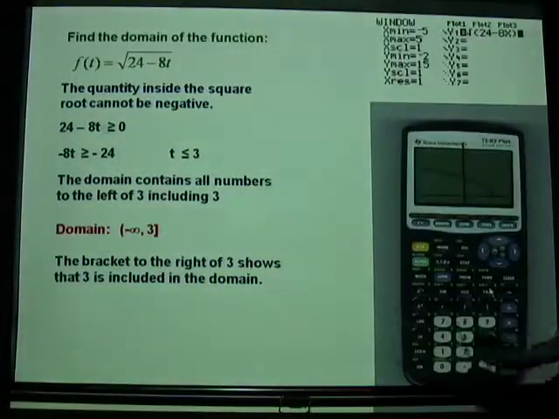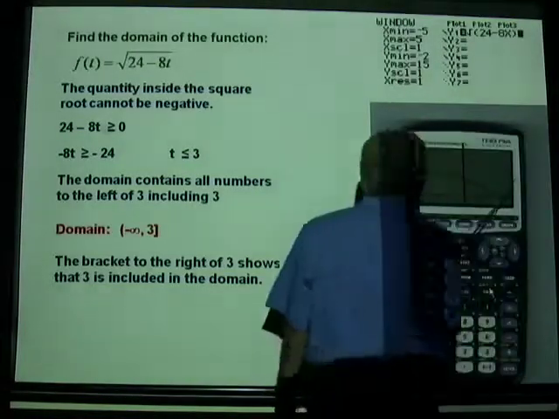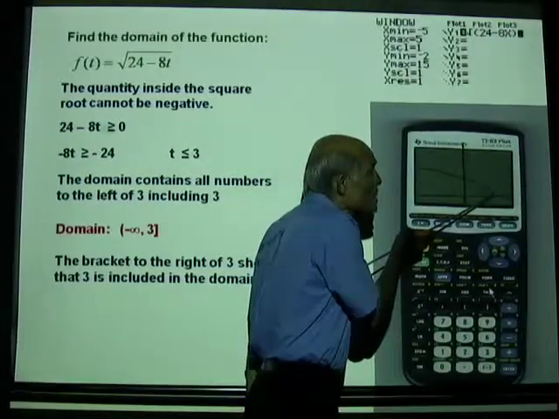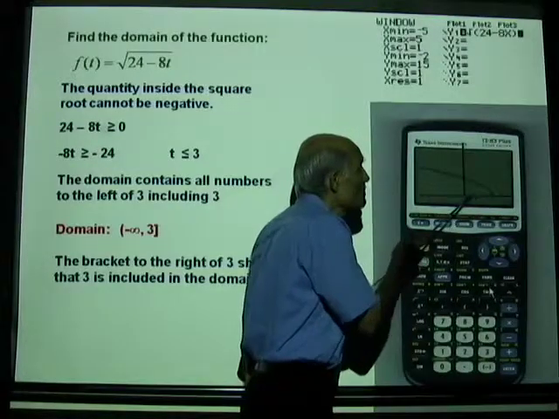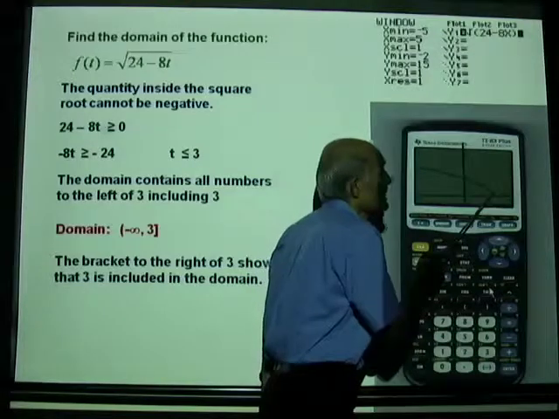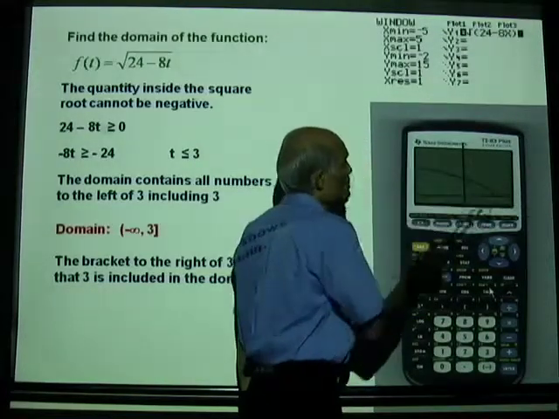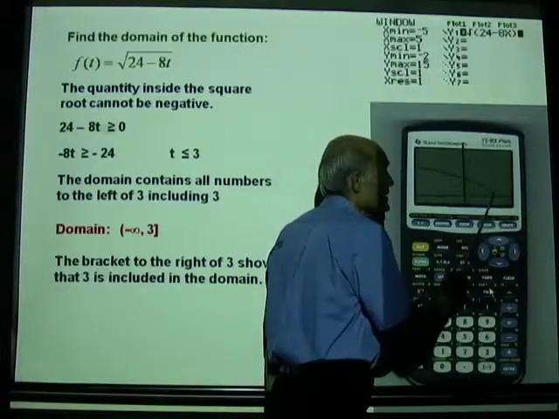What does that tell you? It tells you that there are no domain values greater than 3. 3 is the highest value of the domain that is allowed. Any domain value less than 3 is allowed, including 3, but not greater than 3. So the domain is negative infinity to 3, 3 included.